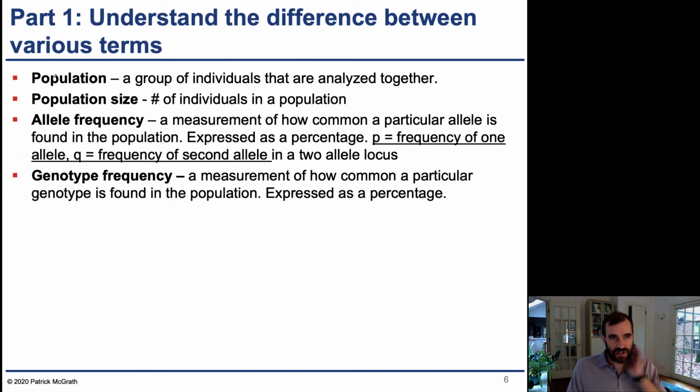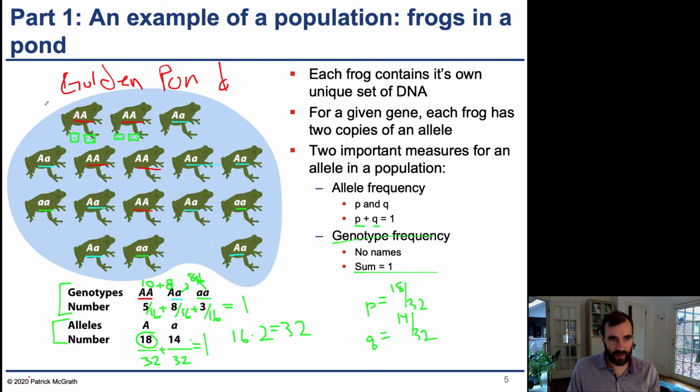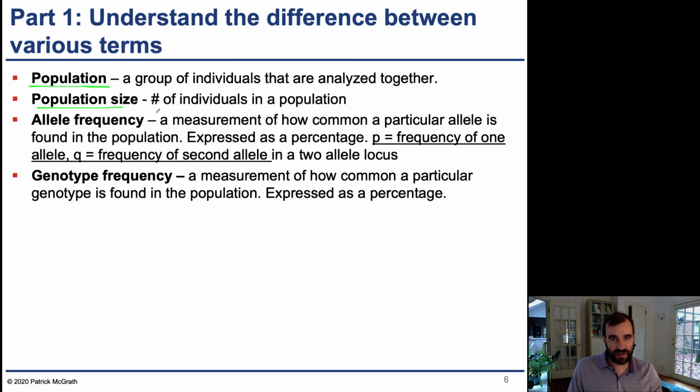All right, so just to understand the different terms, the population is the group of individuals that are analyzed together. So here our population was these frogs. These aren't all of the frogs in the world. These are just 16 of the frogs. So our population is just a subset of these frogs. The population size is the number of individuals. So in this case, it was 16.